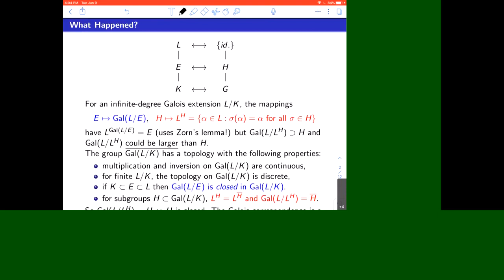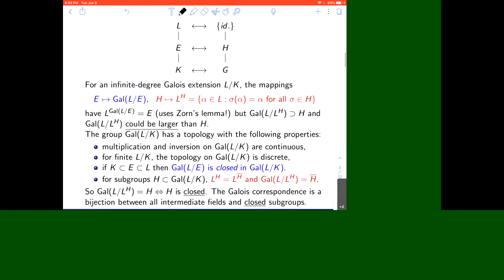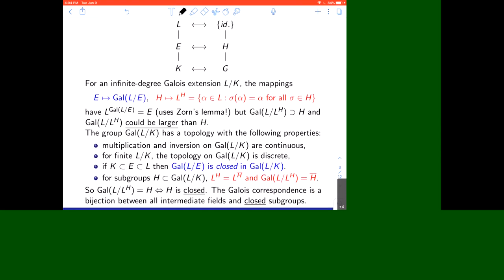So we want to figure out what that extra stuff is, and we'll do that using a topology. We'll put a topology on the Galois group that interacts very nicely with the group law, meaning continuous operations. It's discrete for finite groups, so we never noticed it in the finite case. It turns all the Galois groups corresponding to intermediate fields into closed subgroups. We're creating closed subgroups in the Galois correspondence. In fact, when you iterate the Galois correspondence starting from a subgroup and coming back, you get the closure of the subgroup you started with.